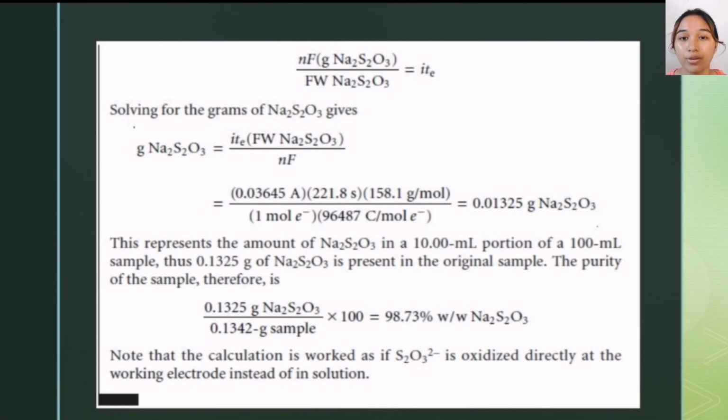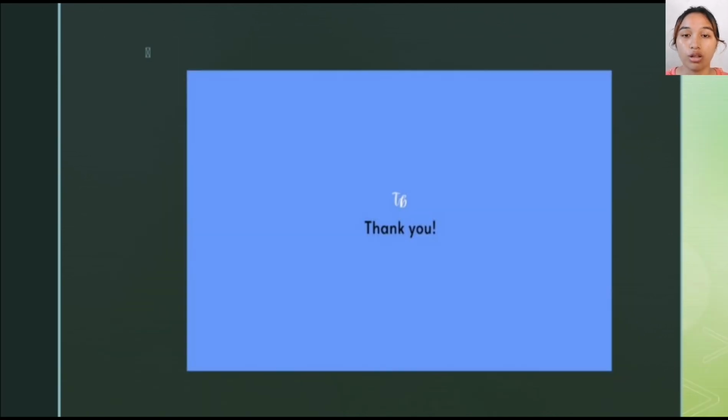It is not very difficult, since you just substitute and then multiply and divide. Note that the calculation is worked as if S2O3²⁻ is oxidized directly at the working electrode instead of in solution. That would be all for my report. I hope you understand, especially how to calculate the purity of a sample.